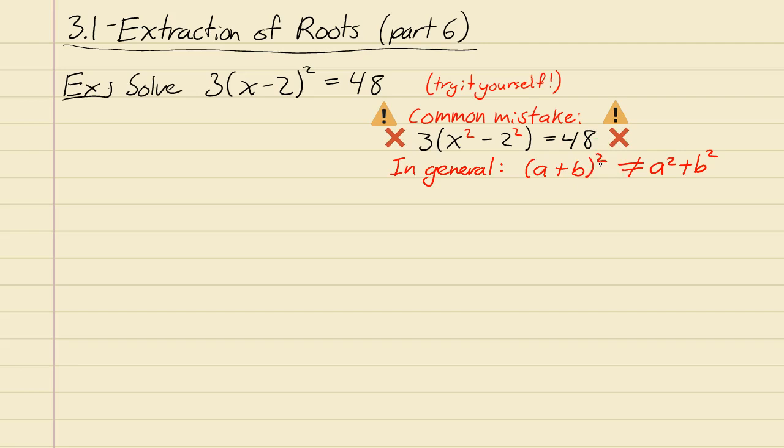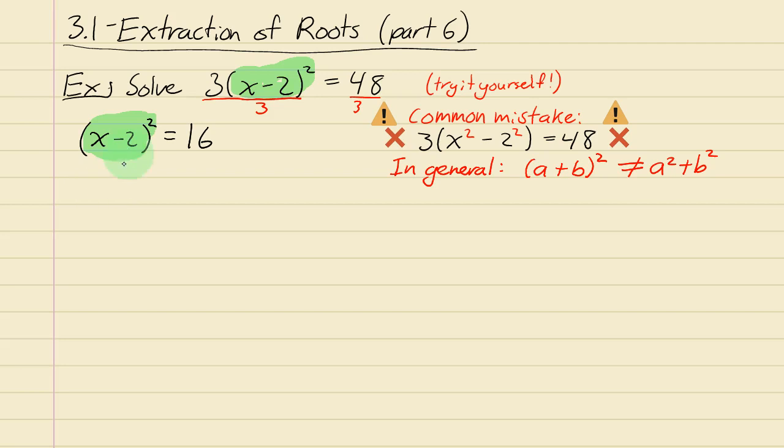What I would do is divide both sides by 3 first to get the x minus 2 squared by itself. You'll be left with x minus 2 squared equals 16. And this is a general strategy with extraction of roots: you want to get the thing being squared by itself and then take the square root. So in this case, the thing being squared is the x minus 2 squared. Get that part by itself. Then we can do the square root of both sides.